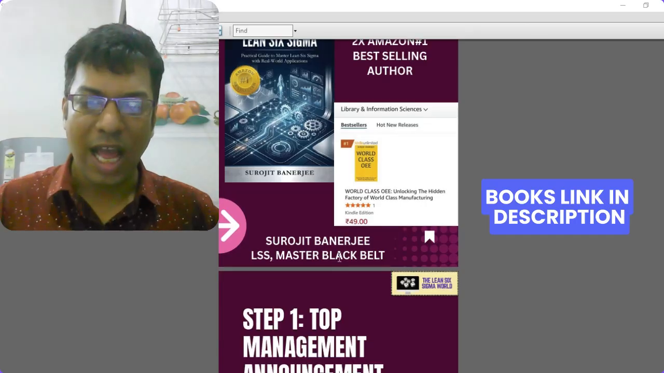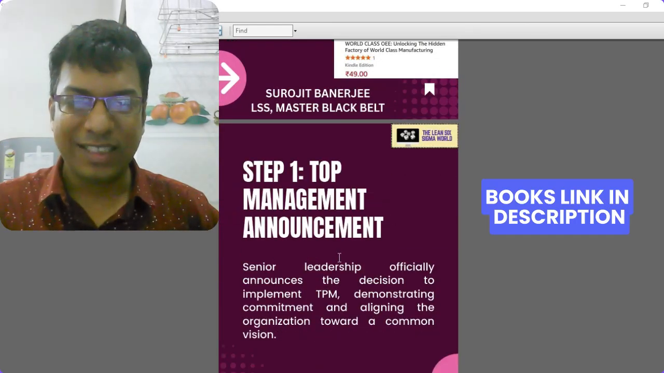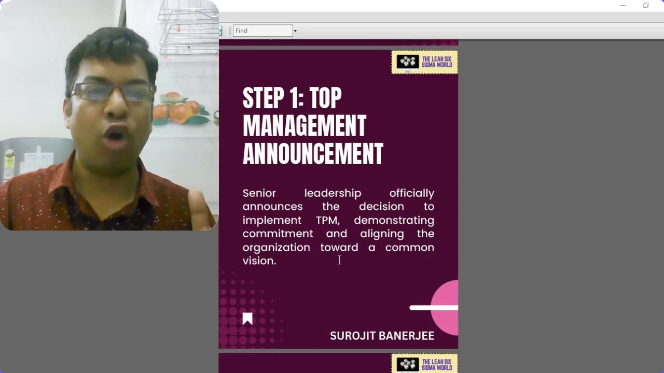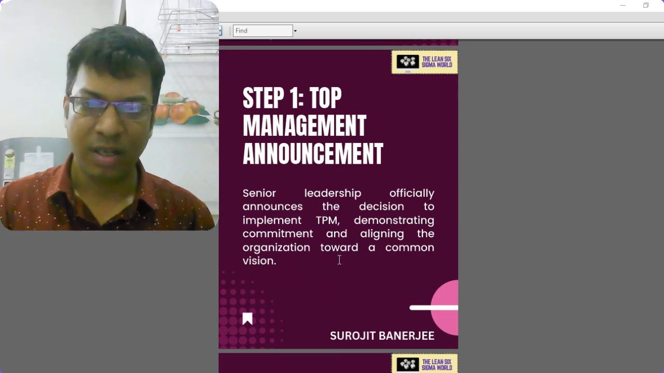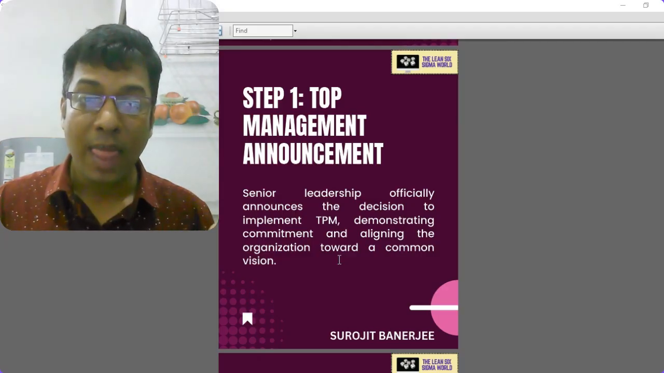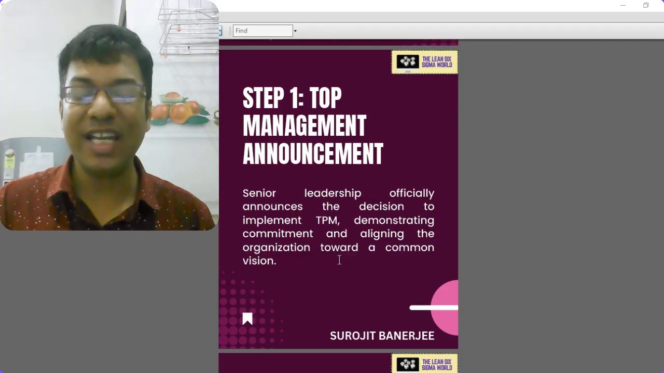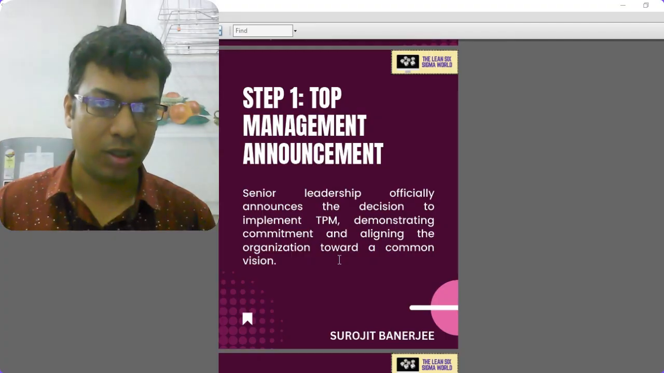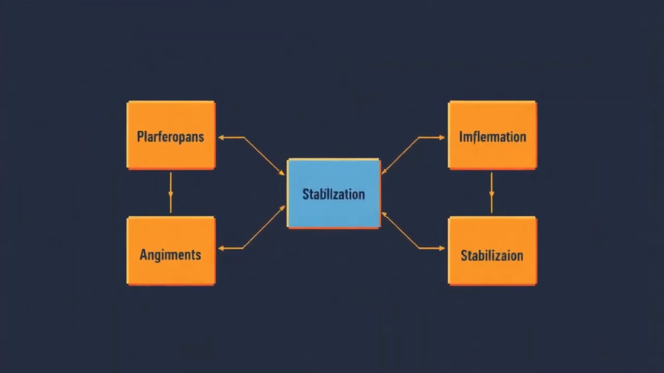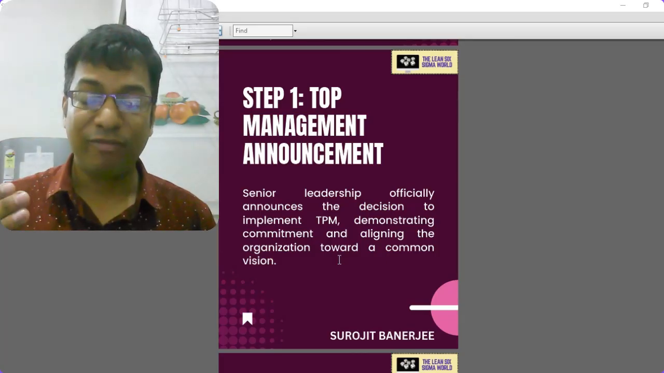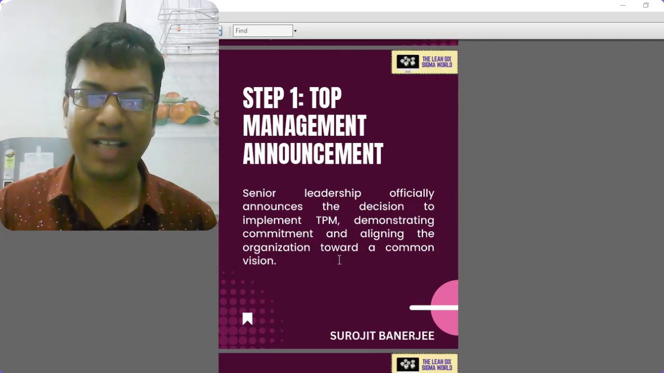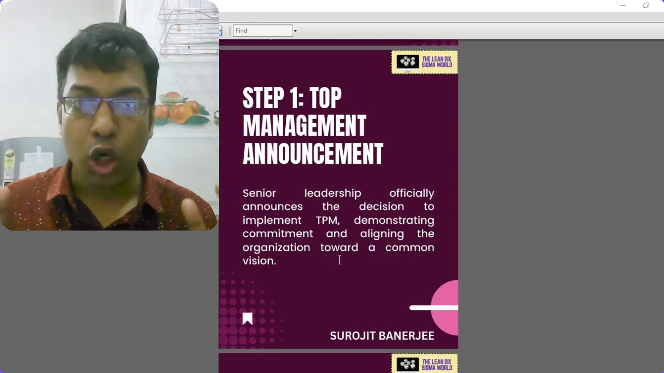So now I am moving into the steps of implementation of TPM. There are basically 4 stages involved in TPM implementation. First is the preparation stage, then the kickoff stage, then the implementation stage, and the fourth one is the stabilization stage. There are 5 steps involved in the preparation stage, 1 step in the kickoff, 5 steps in the implementation stage, and 1 step in the stabilization. So there are a total of 12 steps.